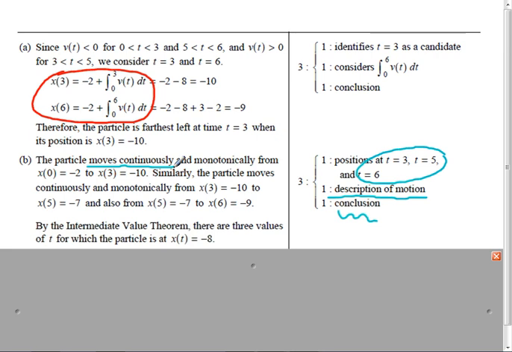use that word. And then they said, when time is 0, it starts at -2. When time is 3, it gets to -10. You need to talk about that. It's like I talked about it, but you're going to have to write it, which is unfortunate. And then x of 3 is -10, to x of 5 is -7. You could write it this way. It's a little more succinct. And then x of 5 is -7, to x of 6 is -9. And that's your 1 point for your description of your motion.